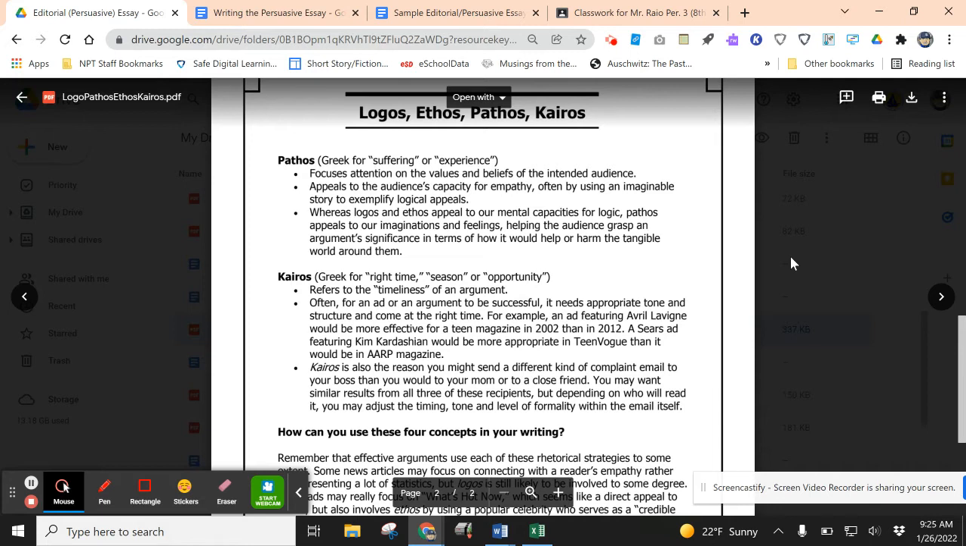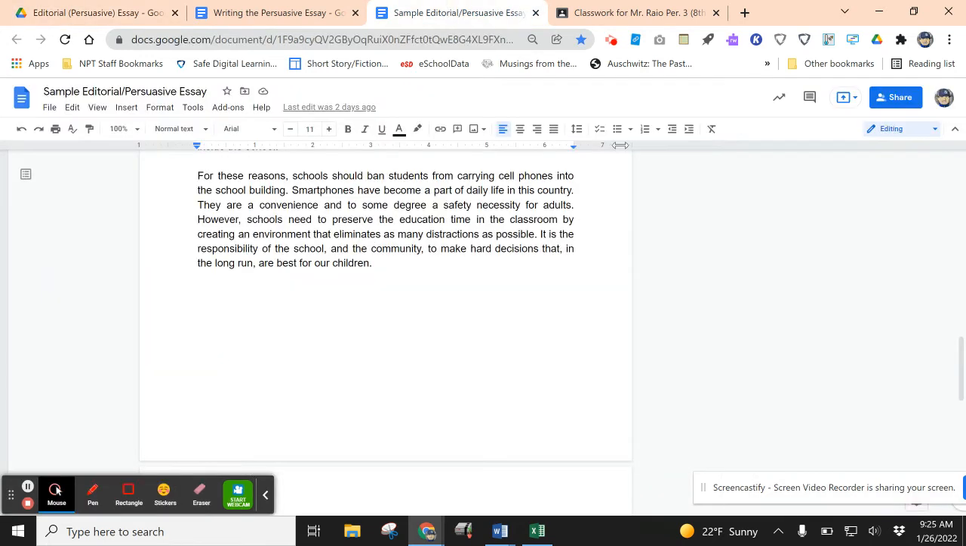It's to the heart. I joke about the single tear ending, but you help the audience grasp an argument's significance in terms of how it would help or harm the world around them. Okay, and I definitely use this technique in my own sample that I showed you, right? So you see, I start by restating in a slightly different way my thesis. For these reasons, schools should ban students from carrying cell phones into the school building. And then we sort of get into a summary of the argument and final closing remarks using pathos.